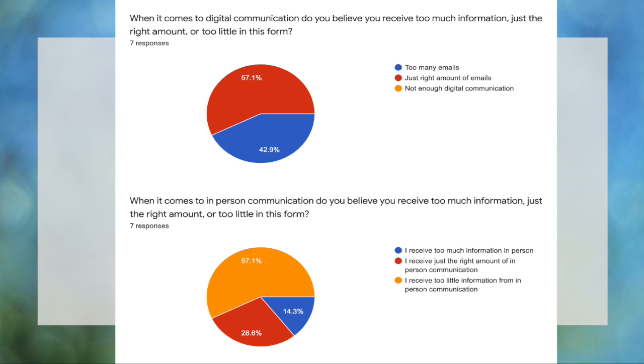This last piece here, I thought, was another interesting one because I wanted to phrase it so I didn't lead the question, but I really wanted an idea of: do you think you're getting too many emails? Do you think you're having too many staff meetings? And it was really interesting because it was a wacky split on all these. Some people thought there were too many emails, some were just the right amount, but I did think it was interesting that no one said, yeah, we're not getting enough emails.